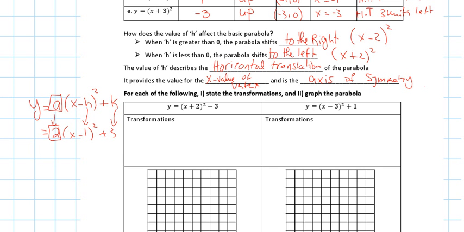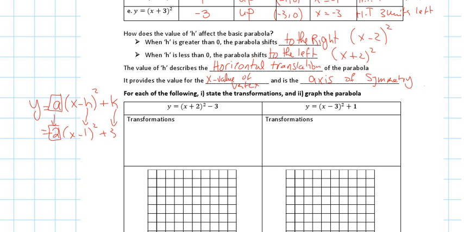Vertical compression or stretch. What does H do to your graph? Horizontal, left and right. K? So you might have 3 transformations altogether. Okay? You might have 4 if you have a reflection, if I added a negative here. That's the most.